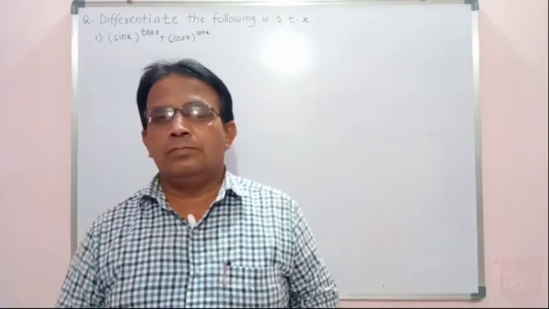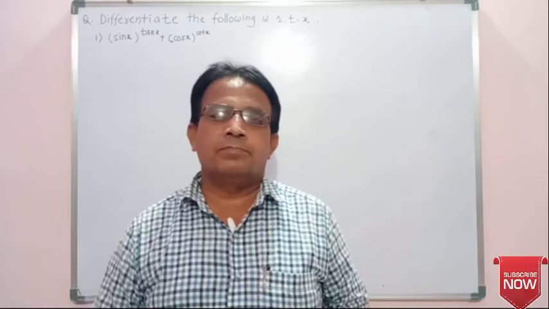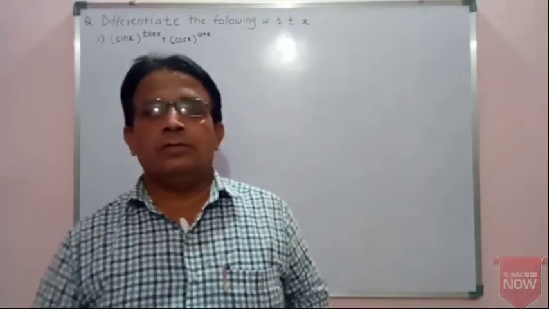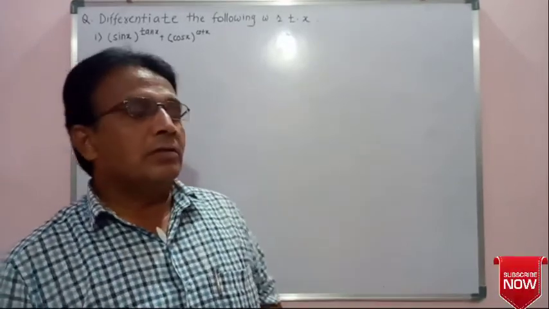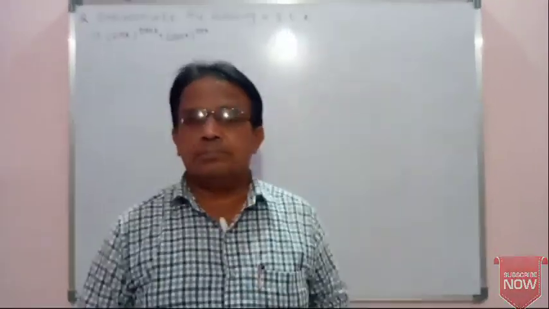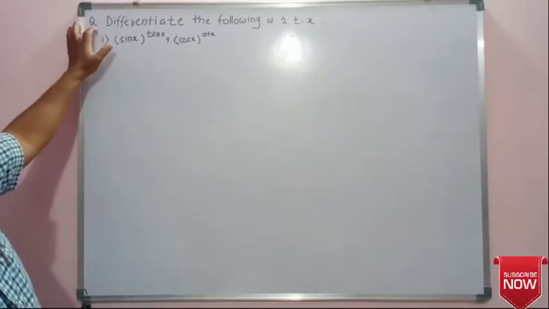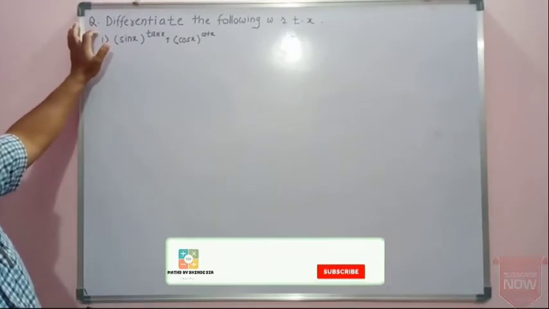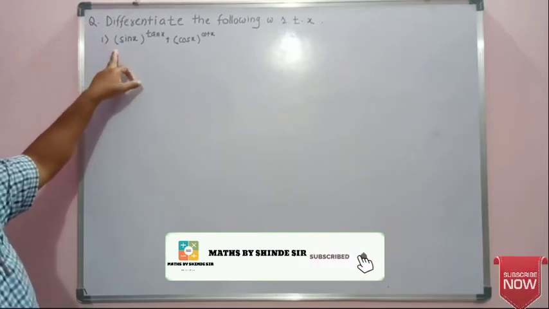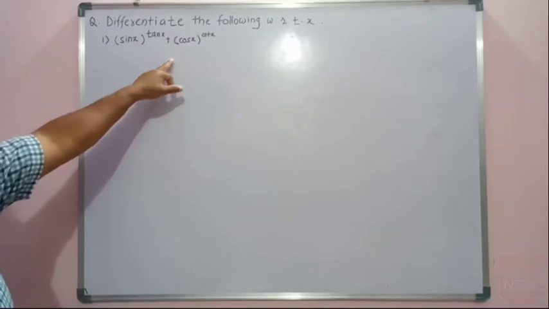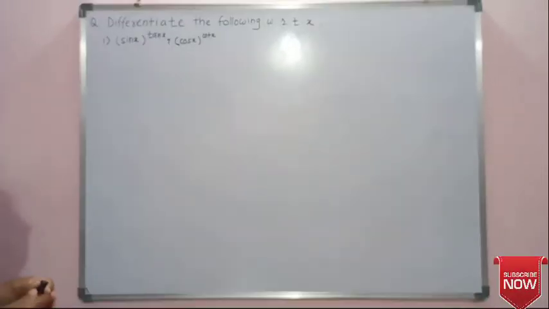Hello student, in this spread we will discuss the remaining part of method logarithmic differentiation. Next example is differentiate the following with respect to x. First example is sin x raised to tan x plus cos x raised to cot x.